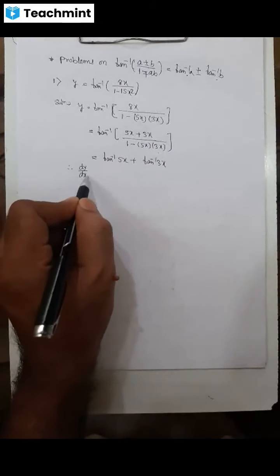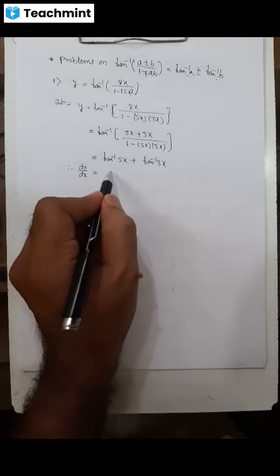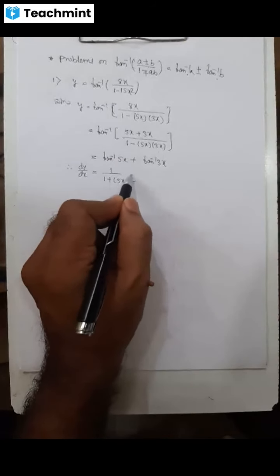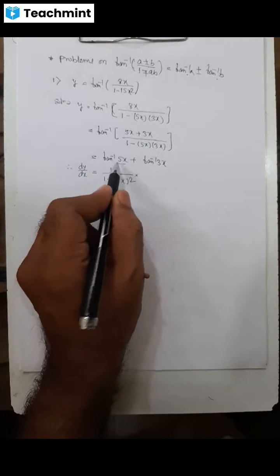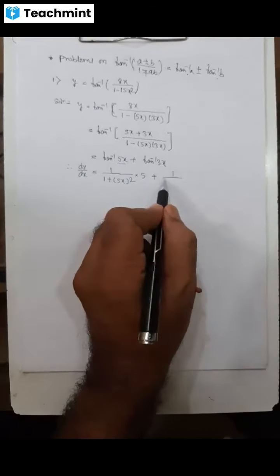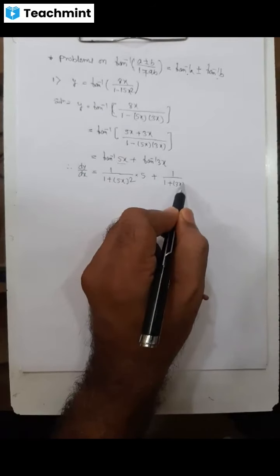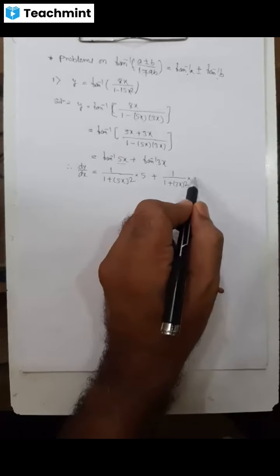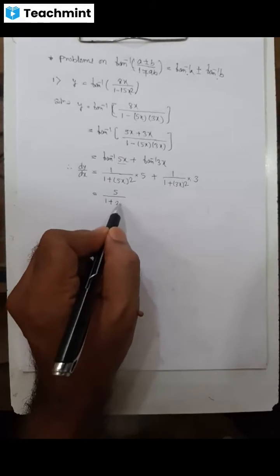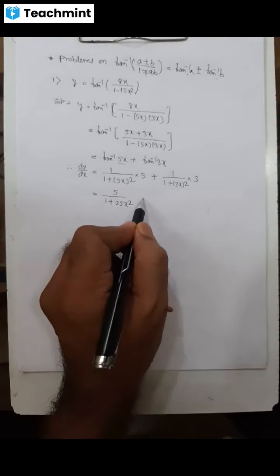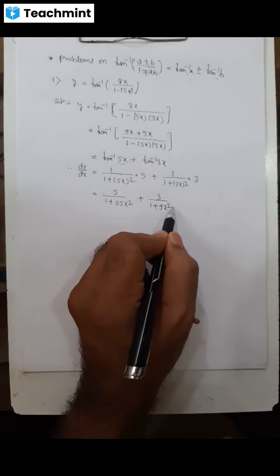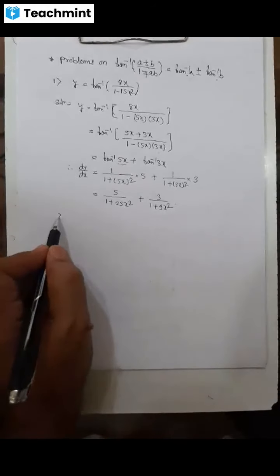So by chain rule we can take the derivative. Derivative of tan inverse 5x is 1 divided by 1 plus 5x square, multiplied by the derivative of 5x. Derivative of 5x is nothing but 5 only, plus the second term's derivative, 1 divided by 1 plus 3x square, and the derivative of 3x is 3. Thus we get the answer as 5 divided by 1 plus 25x square plus 3 divided by 1 plus 9x square, and hence the solution is completed.